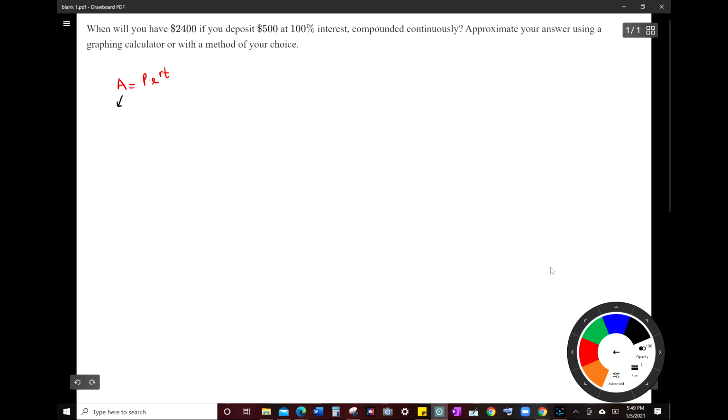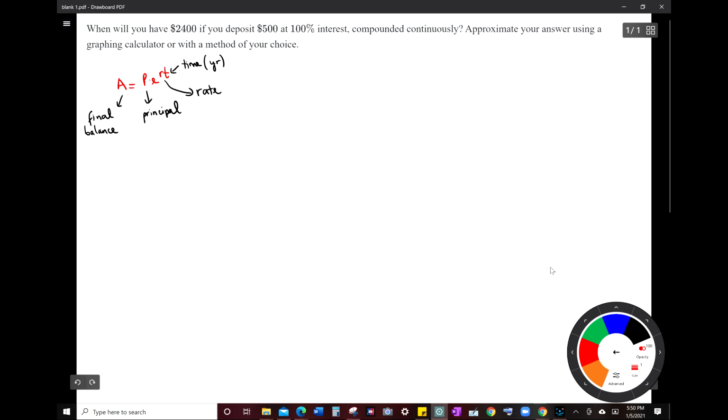We'll label all of them. A is the final balance. P is the principal, or the initial amount of money that you invested. R is rate. T is time, and the unit will be year. Okay, so look at this problem.